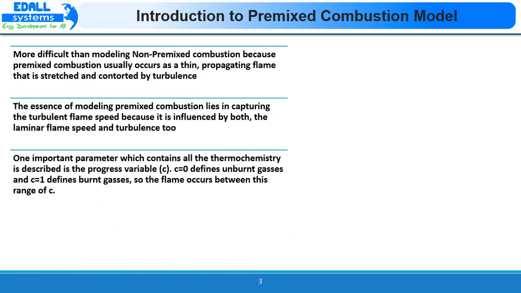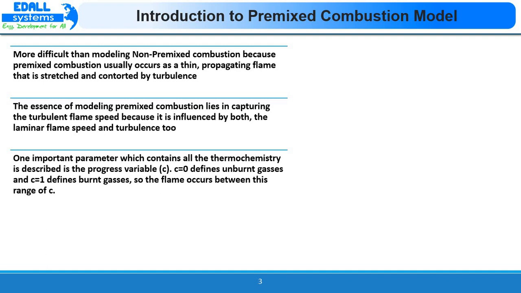We have seen the non-premixed combustion model earlier, and compared to it, premixed combustion modeling is much more difficult and complex because premixed combustion occurs as a thin propagating flame that is stretched and controlled by turbulence. So turbulence is the thing which controls the combustion and propagation of premixed flames, and so the essence of modeling this kind of combustion lies in capturing the turbulent flame speed. The main focus of this premixed combustion model is to simulate and understand the laminar flame speed as well as the turbulent flame speed.